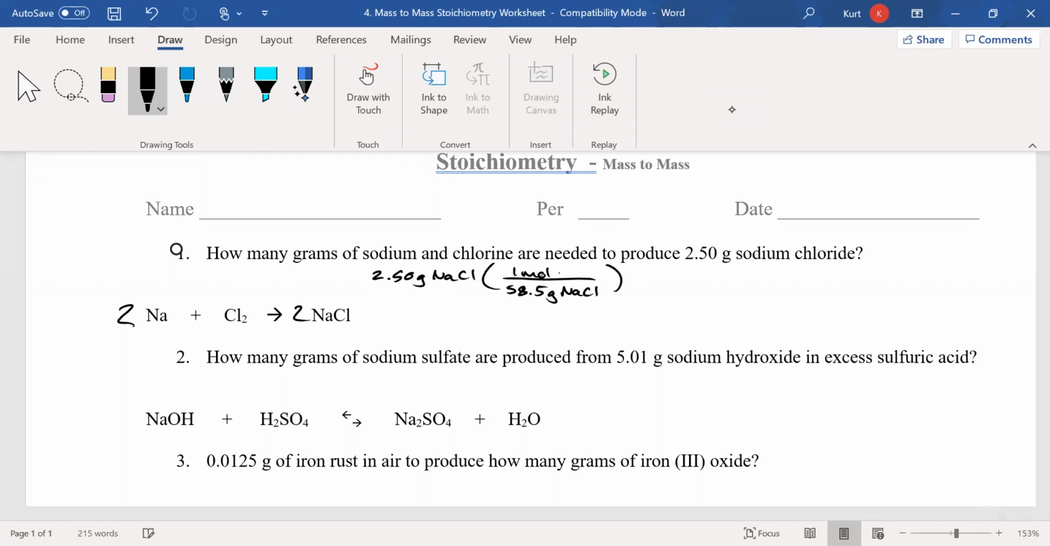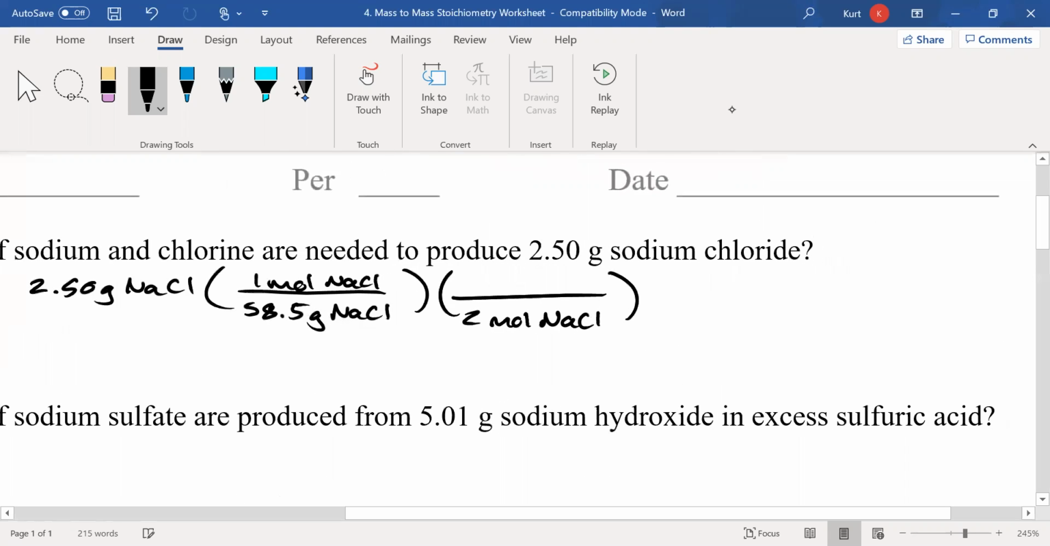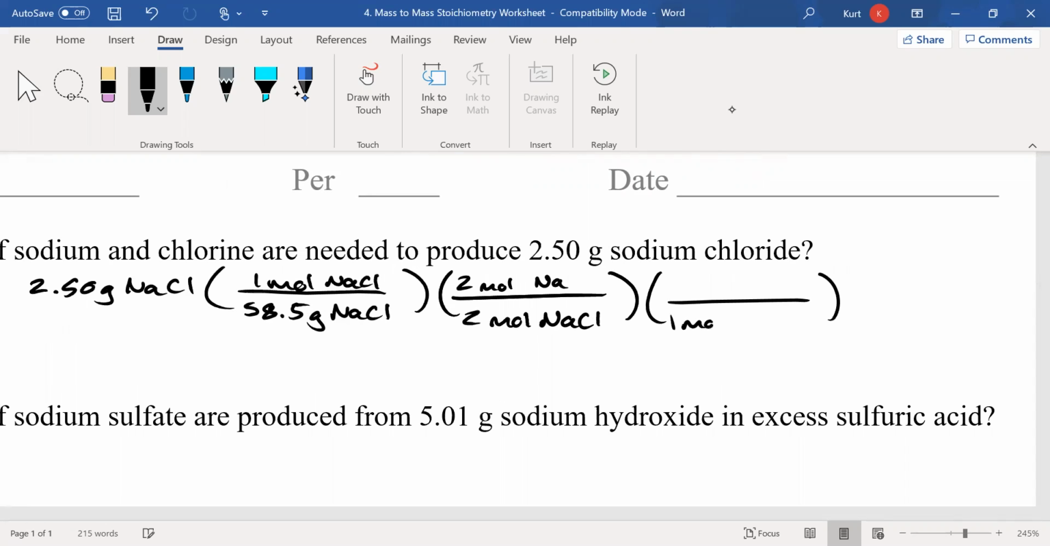That's 1 mole. Then I need to do the mole ratio. I'm going to do sodium chloride to sodium, so it's 2 moles of NaCl. Let me zoom in so y'all can see what I'm doing. Is equal to 2 moles of Na, and 1 mole of Na is equal to 23 grams of Na. So grams and grams cancel out there. Moles and moles cancel out there.